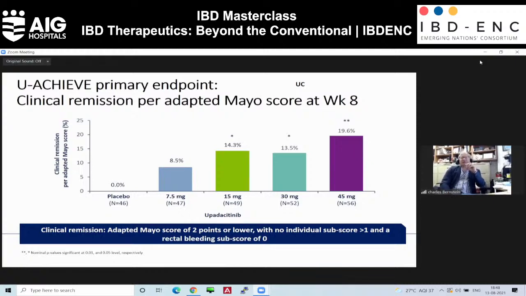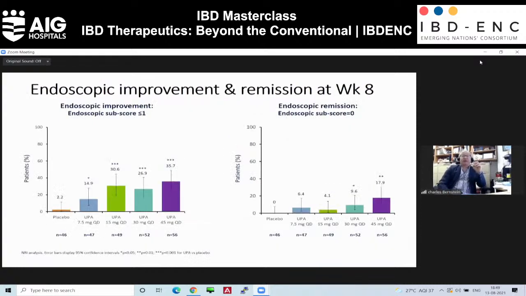And here at 45 milligrams, upadacitinib looked clearly better at week 8, 20% versus 0 in placebo, which is actually the best data we've seen, a number needed to treat of 5 to get people into clinical remission. And for endoscopic improvement, there didn't seem to be a lot to choose from between the doses. There wasn't a big dose response between, say, 15 and 45, which is interesting.